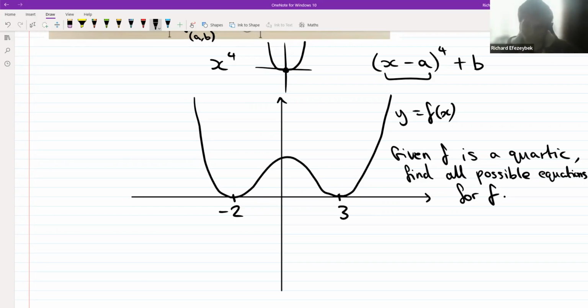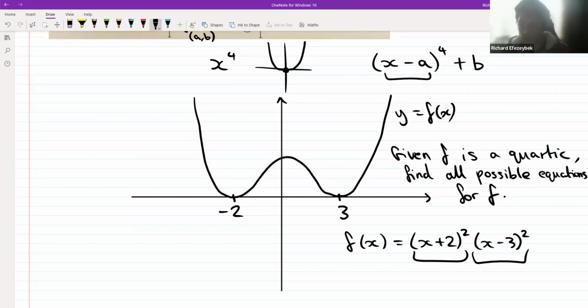And what this means in the algebra is that this gives us a squared factor in the factorization. So instead of just having x plus 2 as a factor, we know that x plus 2 squared is a factor. Same thing for the 3. And with that, we fully factorize the quartic. We've got 2 quadratic factors, which must multiply to give a quartic.